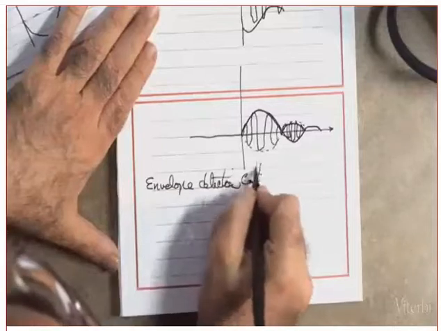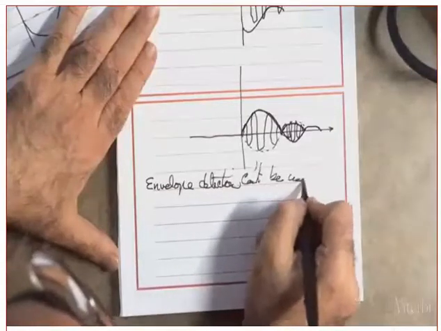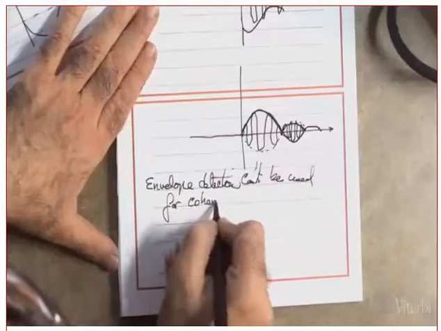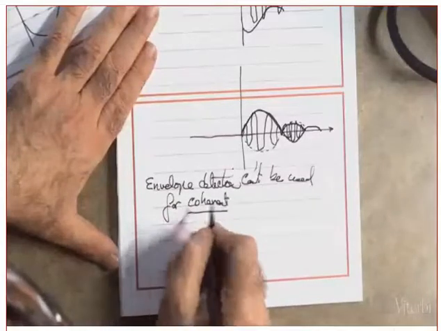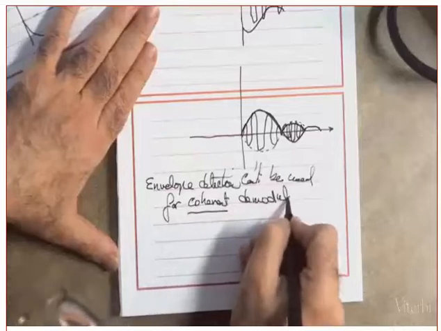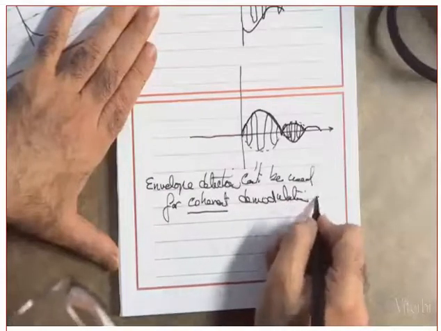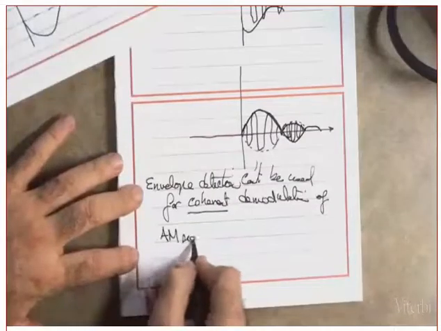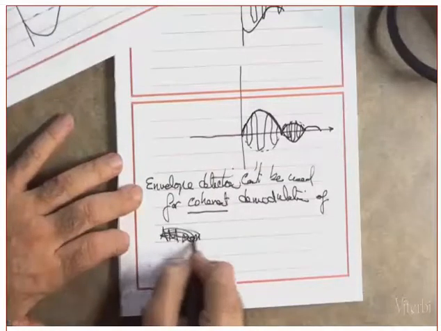Now, envelope detection cannot be used for coherent demodulation of AM signal. That's all. Double side.